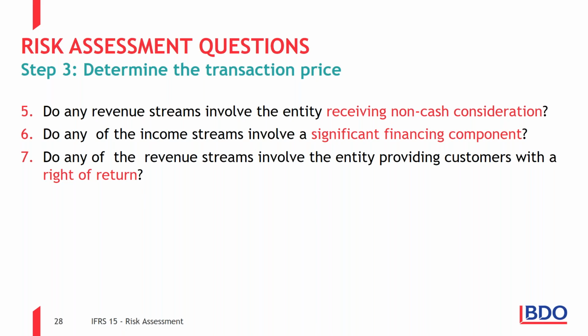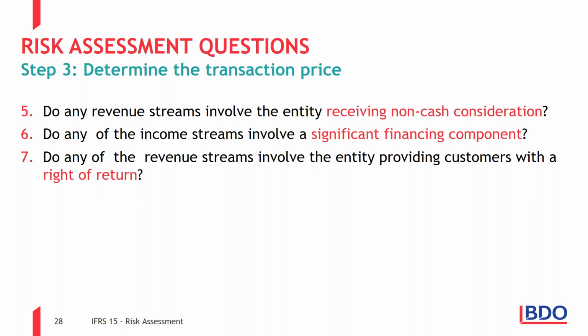Do any revenue streams involve the entity receiving non-cash consideration? Because then you'll have to come up with a plan for how you're going to determine fair value that will make your auditor happy that you've got enough evidence. Question 6, do any of the income streams involve a significant financing component? So if there's cash up front and revenue will only be recognized in 3 years' time, does that mean there's a financing component in it? Or you sell goods today, but they only pay you in 2 years' time? Are you providing financing to them?